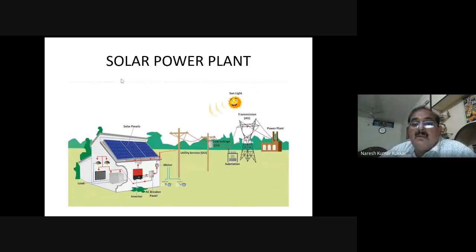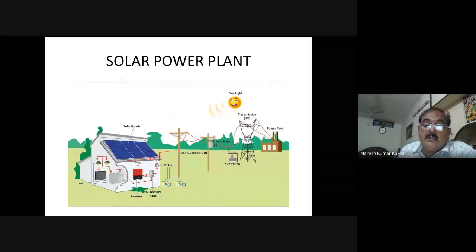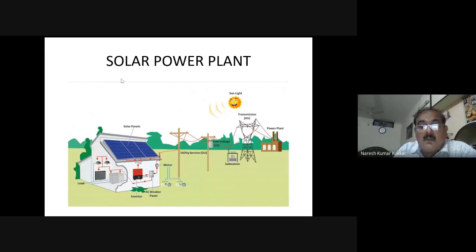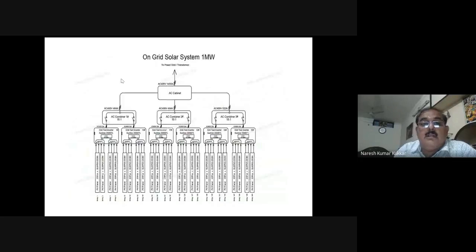Then comes the solar power plant. It's a very basic thing. I think everybody knows about it. What are the requirements of a solar power plant? Here we need solar panels, an inverter, and if you have a tie-up with a power plant, then you can give power back. This is a grid system we use to give solar power to the power grid.